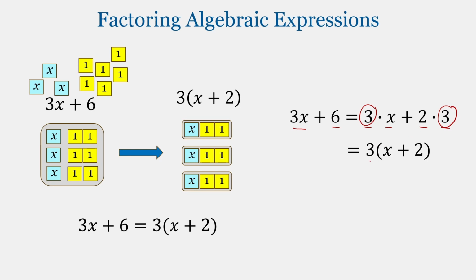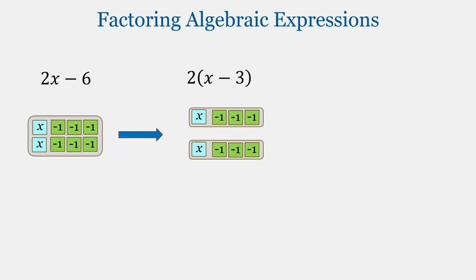And then using the distributive property, we factor the 3 from each term, and then group what remains inside a set of parentheses. It's always a good idea to check our results, and we can check this by using the distributive property. Distributing that 3 to both terms within the grouping is going to give us 3x plus 6, which is the expression we started with. 3x plus 6 is equivalent to 3 times the quantity x plus 2.